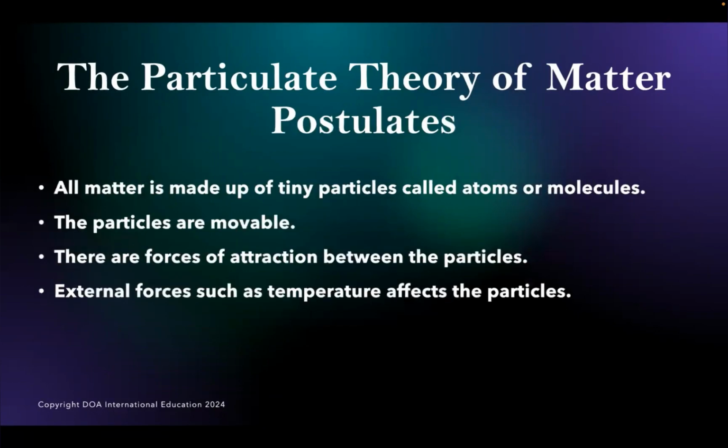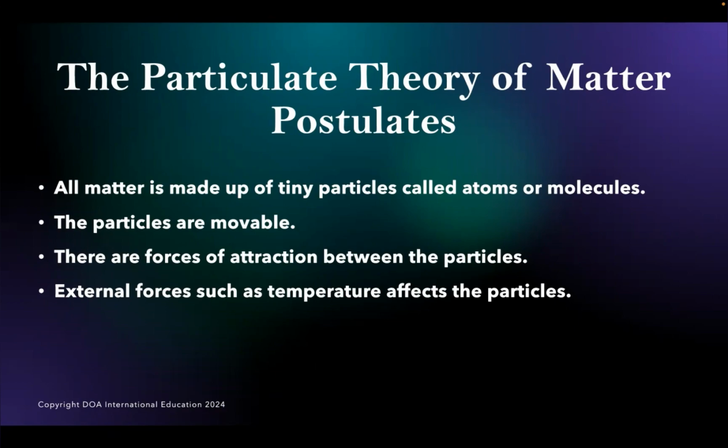Now, what are the postulates, or what I said before, the propositions of the particulate theory of matter? Well, the first one, all matter is made up of tiny particles called atoms or molecules. Now, these tiny particles are movable, right? We say they move in a random fashion. There are also forces of attraction between the particles and external forces. One of the main important ones, temperature affects the particles.